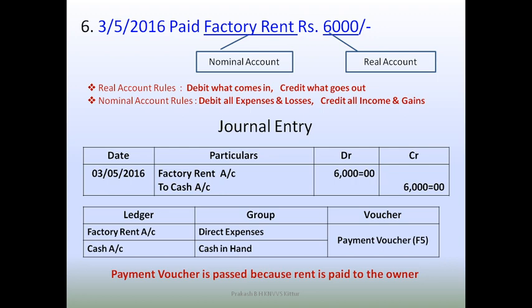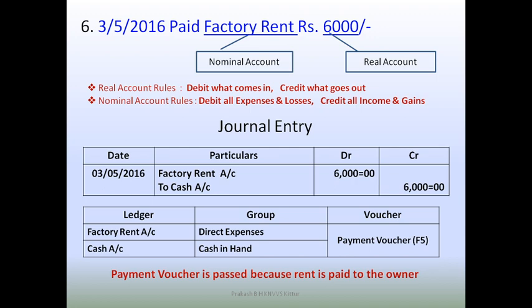So in the journal entry, on the date 3/5/2016, the particulars head is the factory rent. Factory rent is a nominal account. The nominal account rule says debit all expenses and losses, credit all incomes and gains. Here the factory rent is an expense of the company, so hence it is the debit side.